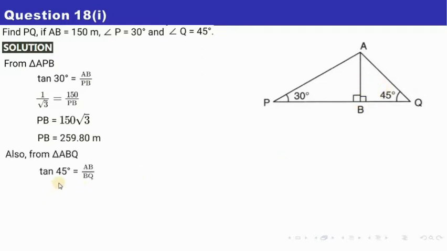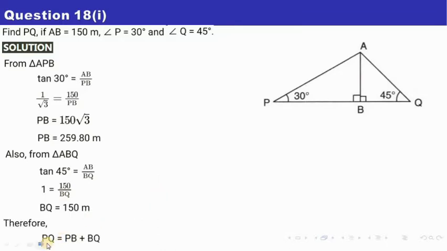Now let's make use of the other triangle. Here we have to calculate BQ, which is again my base. So we have perpendicular by base equals tan 45. Put the value of AB, that is 150, and tan 45 is 1. So from here BQ turns out to be 150 meter.